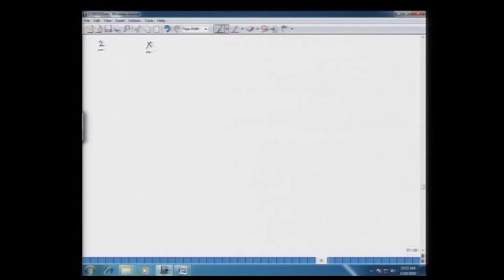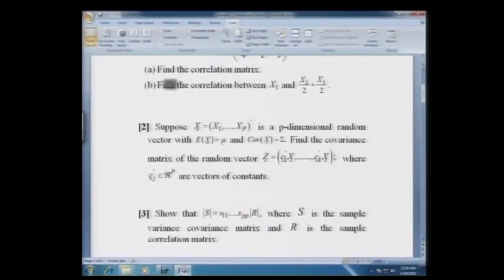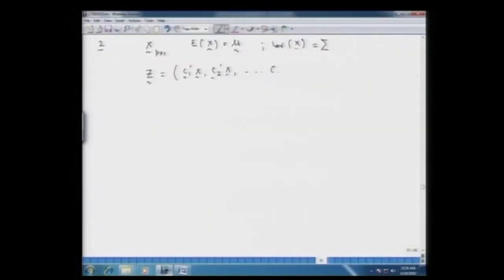So, we have x, the p dimensional random vector with expectation of x vector given by this mu vector, and the covariance matrix of x given by sigma matrix, and we are looking at a new random vector z, which is given by c 1 prime x, c 2 prime x, and we had that as c k prime x. So the last element entry is c k prime x.